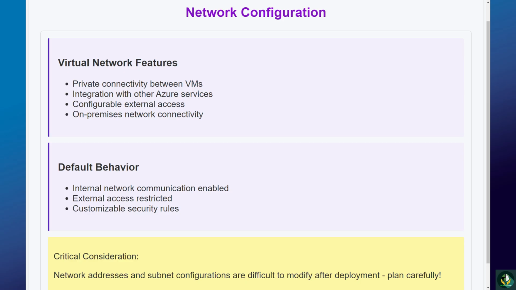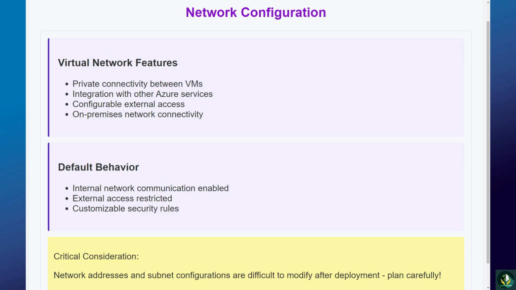The network configuration deserves special attention as it's fundamental to your VM's connectivity and security. Virtual networks in Azure provide isolated and highly secure environments for your VMs. Consider these key aspects. Private connectivity ensures secure communication between resources in the same virtual network. External access can be carefully controlled through network security groups. Hybrid connectivity options enable integration with on-premises networks.